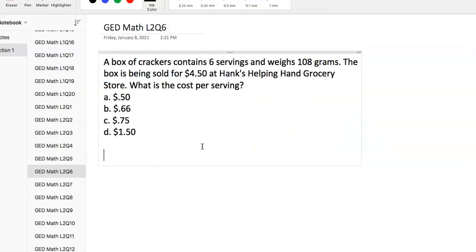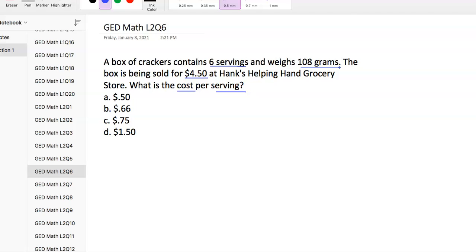Okay, cost per serving question. So there's a box of crackers that contains 6 servings and weighs 108 grams. The box is being sold for $4.50 at Hank's Helping Hand grocery store. What is the cost per serving? Right? Cost per serving. Okay. So as we look at this, we can see cost is $4.50, 6 servings, 108 grams.